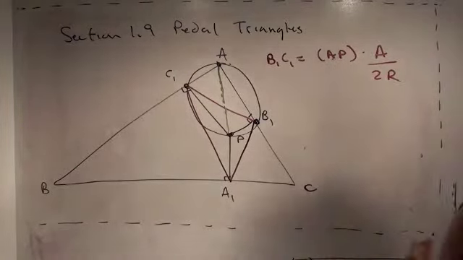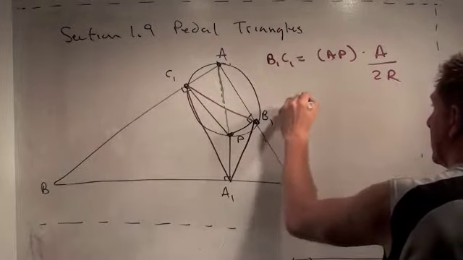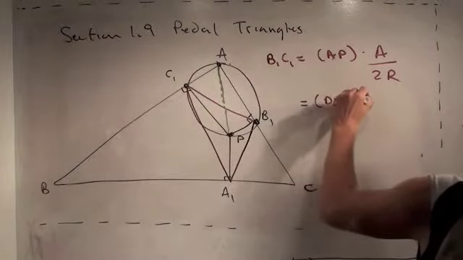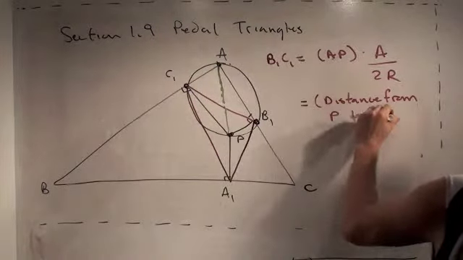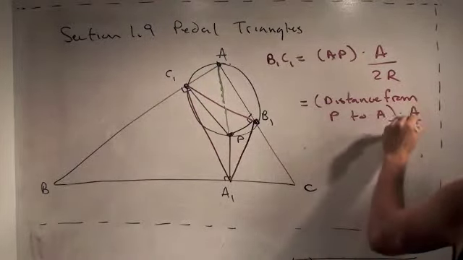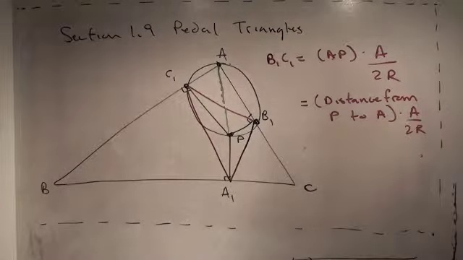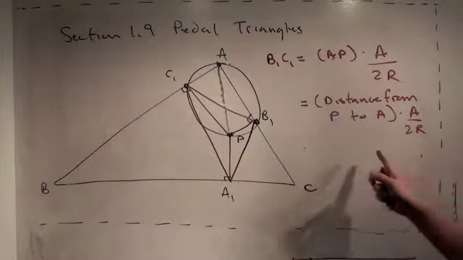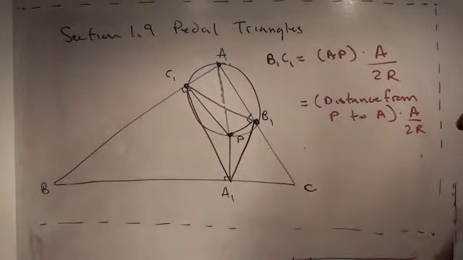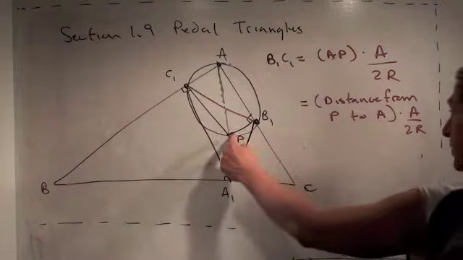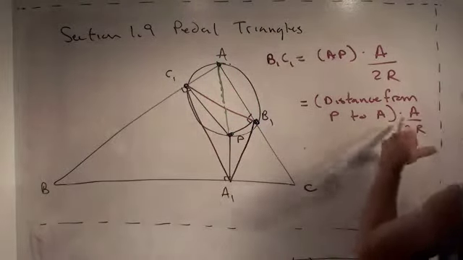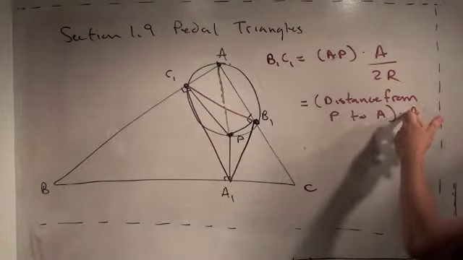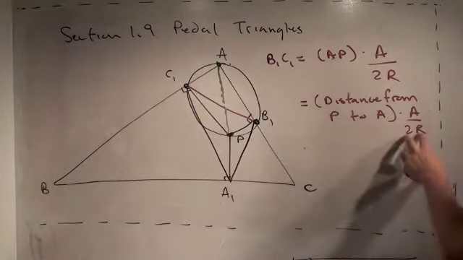Well, what is AP? AP is the distance from our petal point, times a over 2R. Okay, so we derived a formula in general for the length of the sides of a petal triangle. You just pick your point, and then you learn how far away it is from each vertex, and then once you know the sides of the original triangle, and once you know the sides, you know the circumradius.